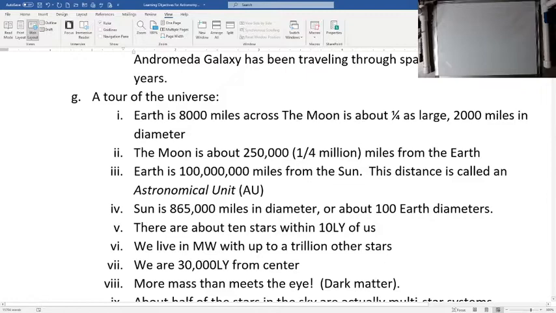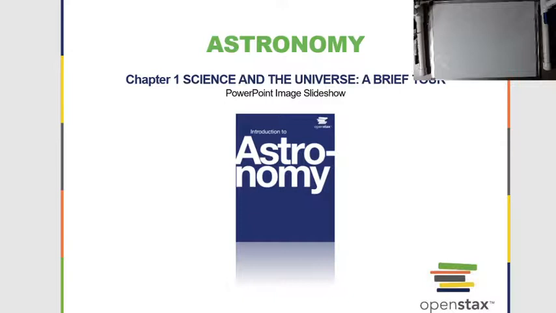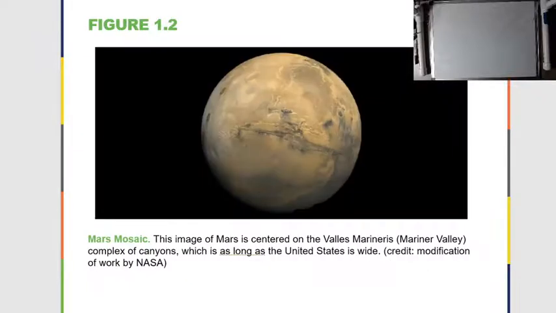So let me see if I can pull up a few pictures here. I'm just going to walk through some of these pictures. These are two interacting galaxies that are hundreds of millions of light years away. They're on a collision course. We'll talk about that, hopefully, if we get to galaxies.